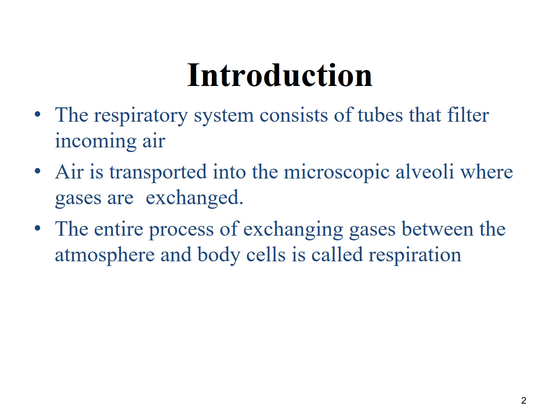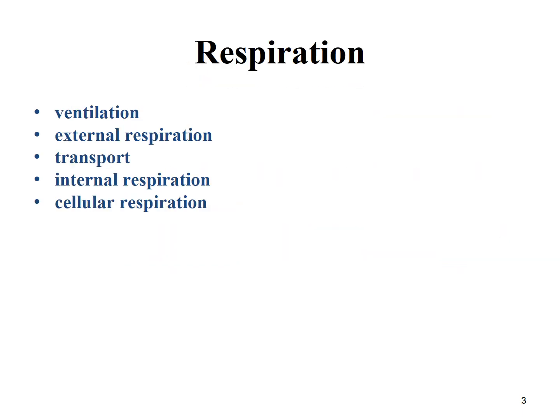The entire process of exchanging gas between the atmosphere and the cells of your body is called respiration. Respiration consists of the following processes. Ventilation is just getting air into and out of your lungs. Gas exchange between the lungs and the circulatory system is known as external respiration. The circulatory system then transports the gas to where it is utilized. Gases exit the circulatory system and enter the cells during internal respiration, and cellular respiration is the use of oxygen to obtain energy.